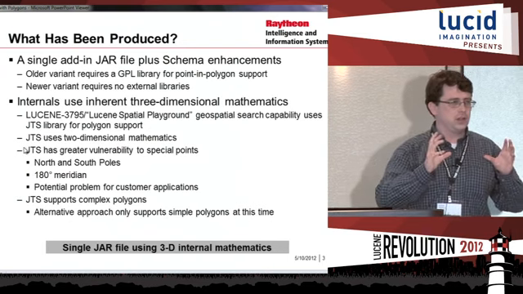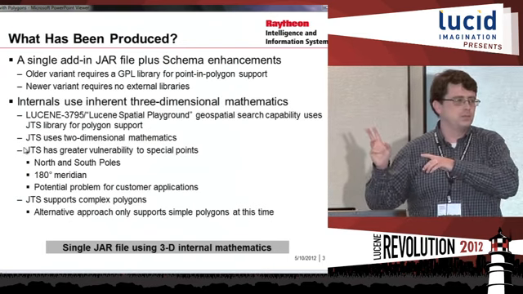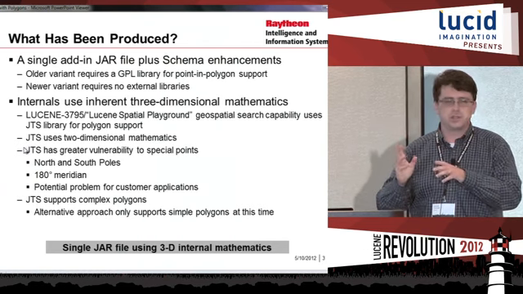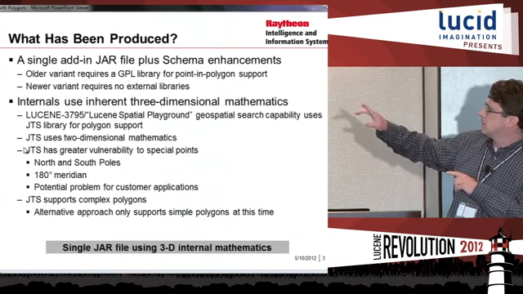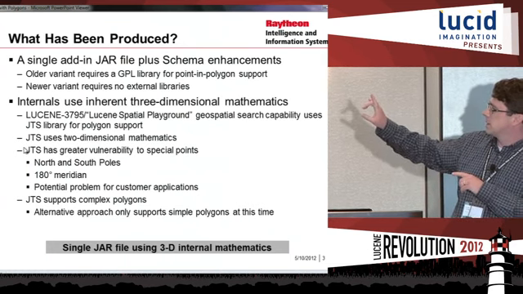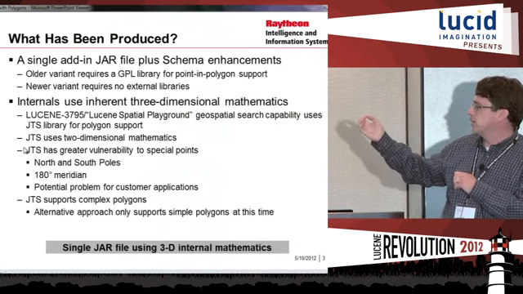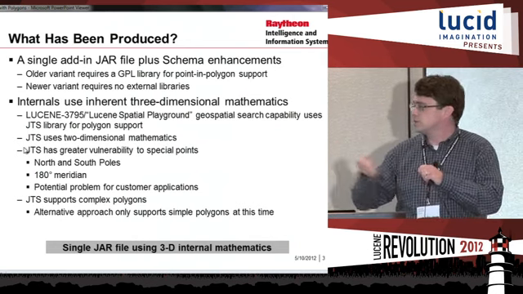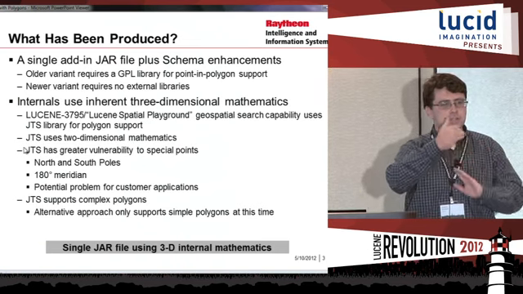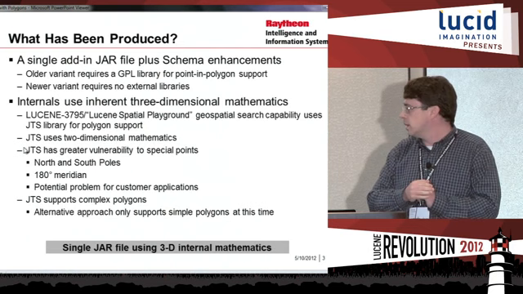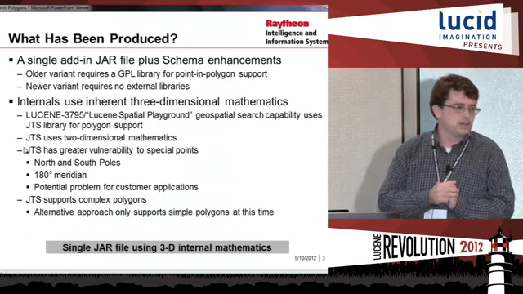For the internals, we looked at the Lucene Spatial Playground, and I didn't like some of the things that I saw there. One, I didn't like the JTS library because it has two-dimensional mathematics, and it seemed to have a vulnerability to special points such as the north and south poles and the 180-degree east-west meridian, where you get some mathematical issues going on. So I wanted to get around that. And in our customer space, that could be an issue.